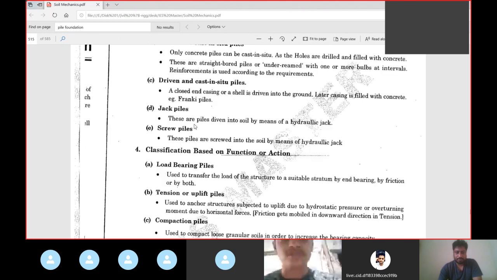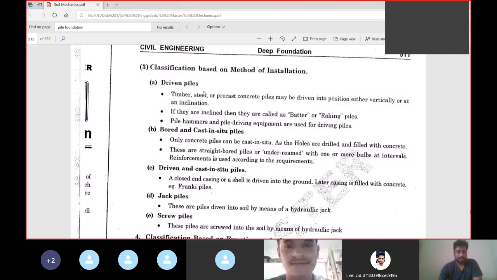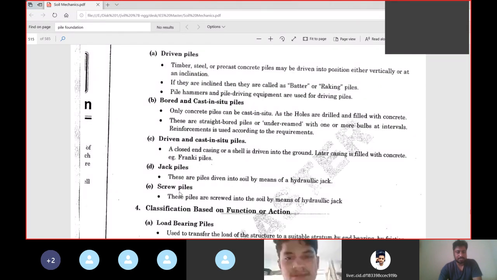Now, jack piles. These are piles driven into the soil by means of a hydraulic jack, right? So, a hydraulic jack mechanism is used for driving the pile inside the soil in case of jack piles. Now, screw piles. These piles are screwed into the soil by means of a hydraulic jack, right? So, such kind of piles that are screwed inside the soil mass by usage of a hydraulic jack come under the screw pile category, right? So we are having these many types of pile like driven piles, bored and cast in situ piles, driven and cast in situ piles, jack piles, screw piles.